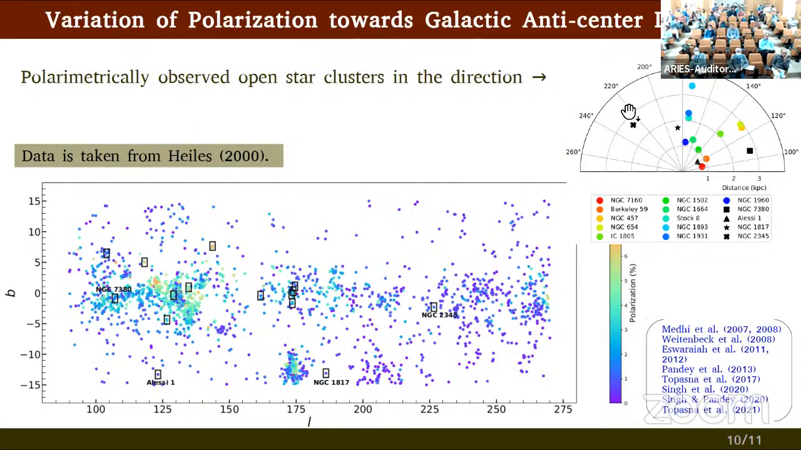So here I have shown the clusters. Basically, I'm studying the clusters in the Galactic anti-center direction, meaning the galactic longitude from 90 to 270 and galactic latitude plus minus 15. These are the clusters which were previously studied, and these four black markers show the clusters which we have studied. So here we have shown the variation of polarization with galactic longitude and latitude. We have taken data from these papers, and these are our four clusters. In the galactic disk, there is a larger polarization, while for LEC1 and NGC 1817, we have found a lower value of polarization. We have also noticed that the clusters present in the galactic disk show indication for the presence of dust layers in front of them, while those located below the galactic disk do not show any indication of dust layers.